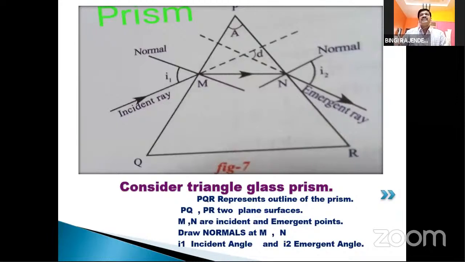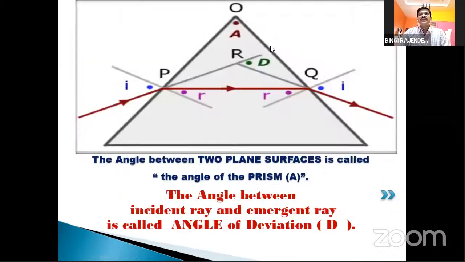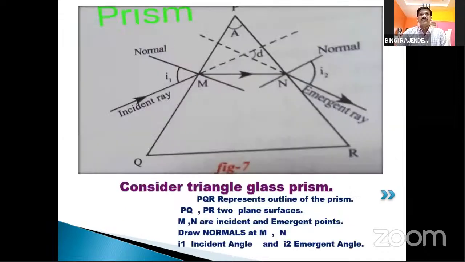Now consider here a prism where the light ray is incident. If you draw that surface area, it gives a triangular shape. The angle between PQ and PR is known as the angle of prism, capital A, at the top. The incident ray falls on the surface PQ. This is the first surface, the incident surface. So the light ray falls at the point M.